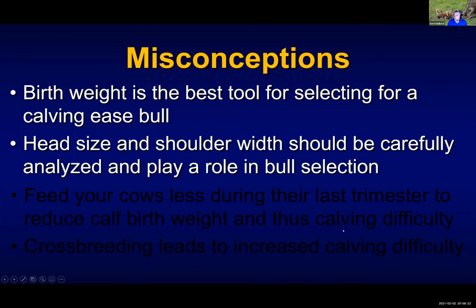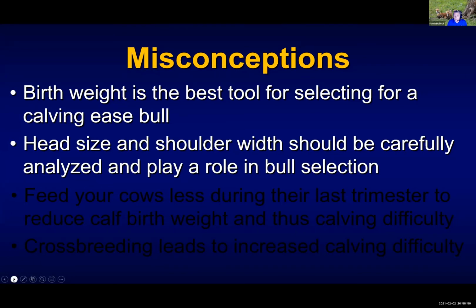Head size and shoulder width should be carefully analyzed and play a role in the bull selection. Once again, a non-truth that's a common misconception. There's been a lot of research done on this very thing, and no one has shown any correlation whatsoever between the head size and shoulder width and the calving difficulty or ease of that bull. So a lot of people do it, I know that, but it's a waste of your effort, and it actually makes using that calving ease direct alone less effective.